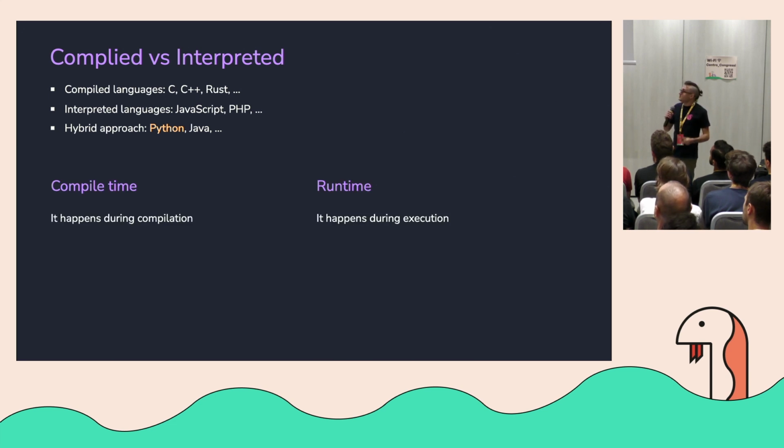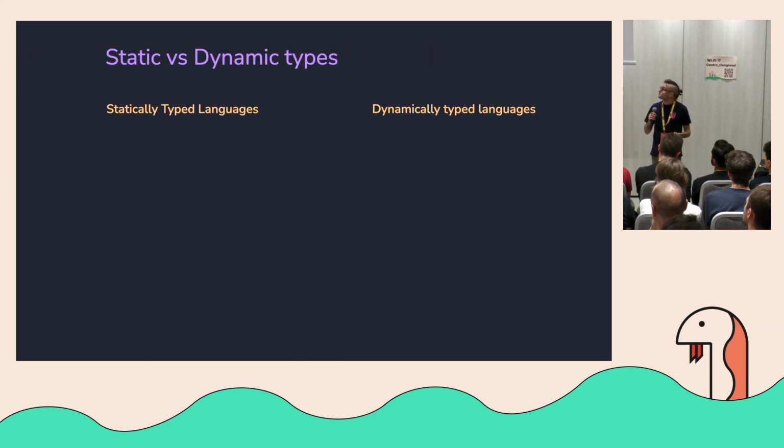Why do I explain this? Because we need to understand a couple of words, which are compile time and runtime. They define the time of when something can happen. If something happens at compile time, it happens during compilation, so before the execution. And if something happens during runtime, it happens during the execution.